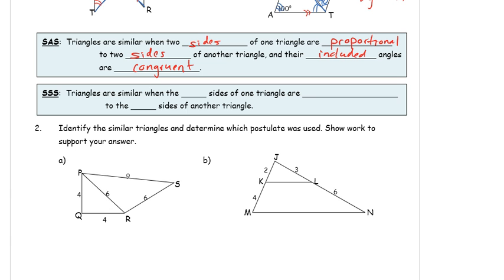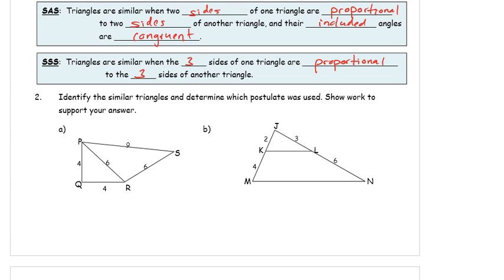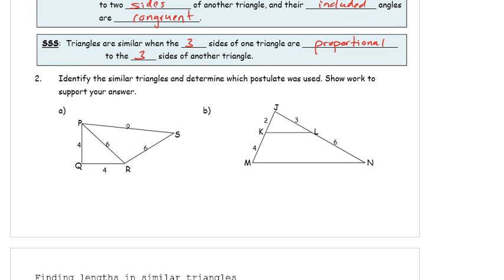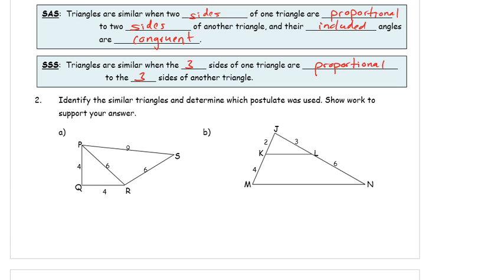SSS is going to be when triangles are similar when the three sides of one triangle are proportional to the three sides of another triangle. Okay, so we'll look at an example of each one here. And there is no real easy way to go through these particular problems. So you got to be pretty careful and really have to think about what you've got.